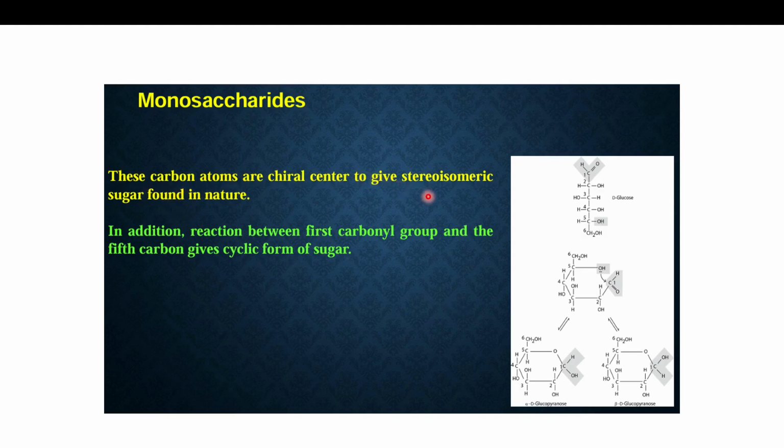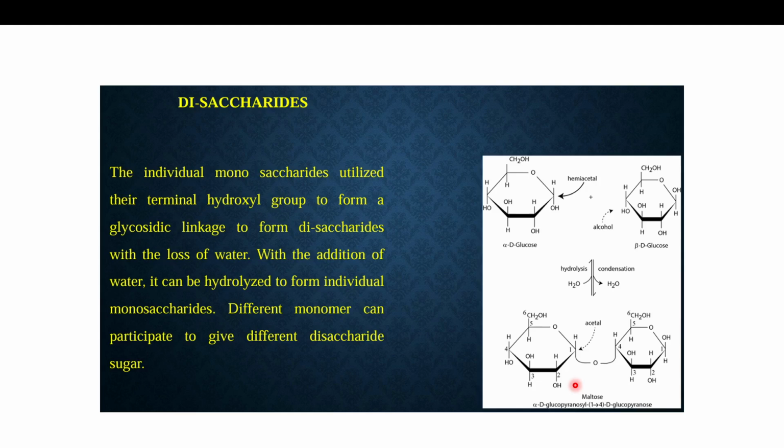So the carbon atoms are chiral center to give stereoisomeric sugar found in nature. In addition, the reaction between the first carbonyl group, this one here, and the fifth carbon gives cyclic form of sugar. This and this gives the cyclic form of sugar here. Depending on where the OH is, in the Haworth or Fischer projections, based on the configuration of the molecule, it can either be alpha D form or beta forms, either alpha forms or beta forms, okay, of the glucose molecule in question.